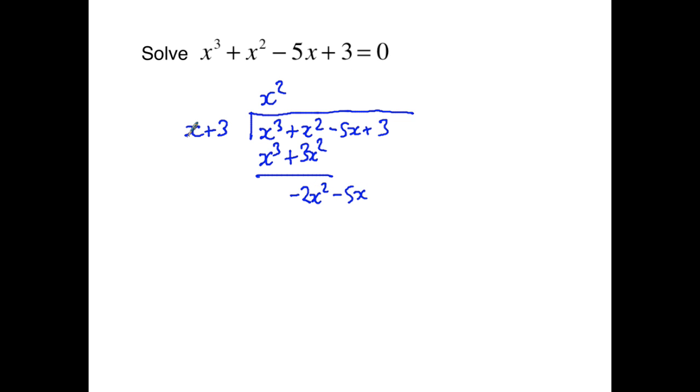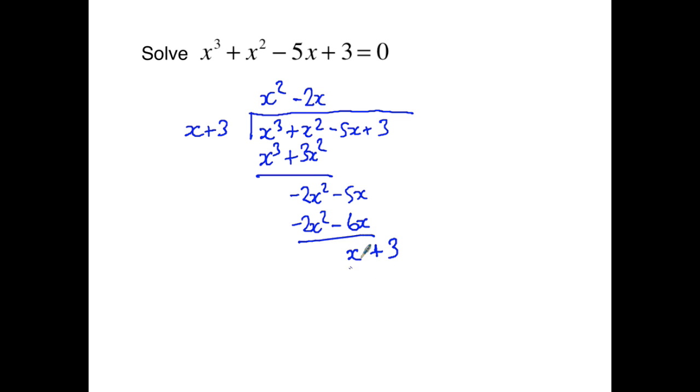Minus 2x squared divided by x will give us minus 2x. Multiplying back out, minus 2x times x is minus 2x squared, and minus 2x times 3 becomes minus 6x. Jumping the gun a bit there. Subtraction, minus 2x squared minus minus 2x squared will cancel, and minus 5x minus minus 6x will mean we'll be adding these two together. So minus 5x add 6x will just become x. Bring the next term down, we've got x plus 3.